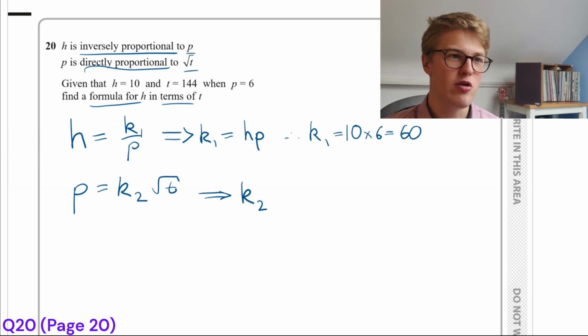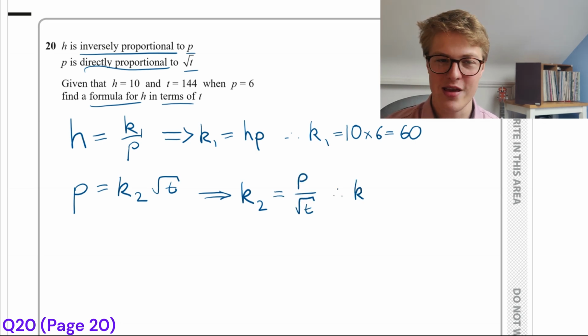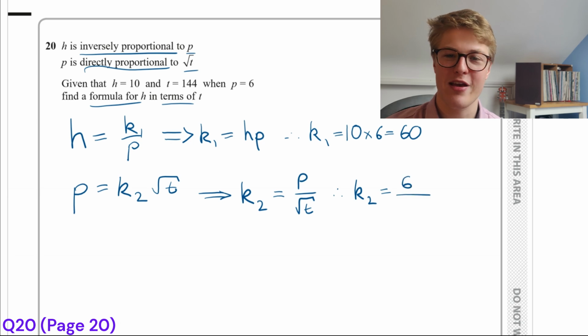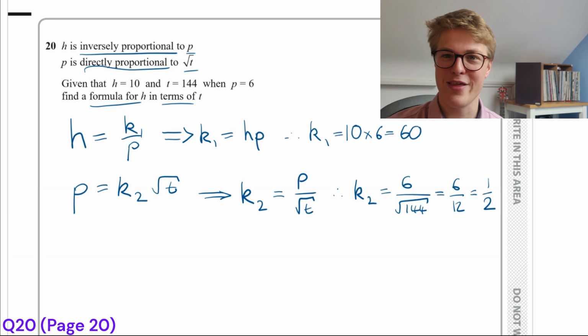P is equal to k2 root t. This implies that k2 is equal to p over root t, and therefore k2 is equal to 6 over root 144, because when t is 144, p is 6, so we get 6 over 12, which is 1/2.